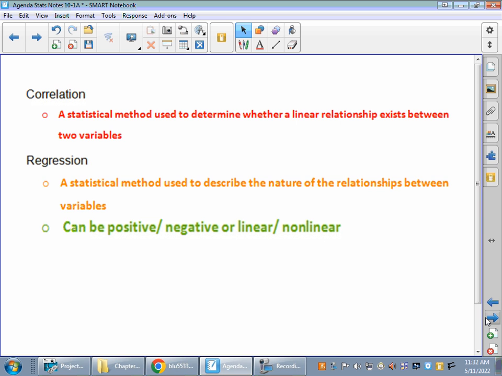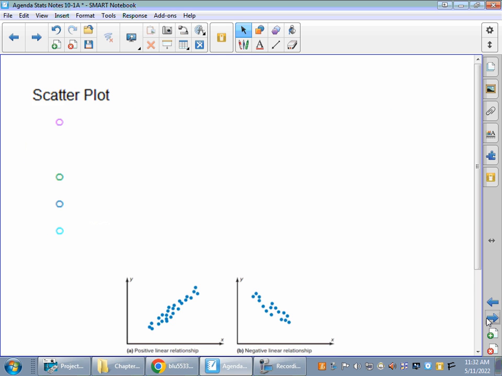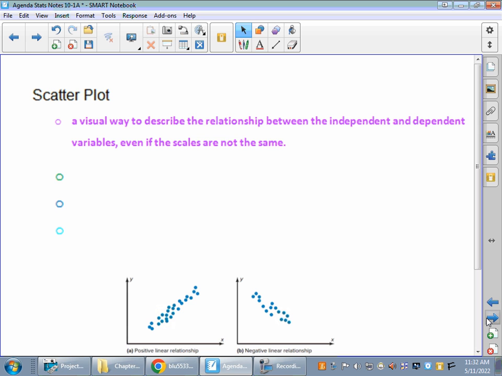If we're being visual about this, we may go to a scatter plot. You probably did these way back in your younger days. A scatter plot is a visual way to describe the relationship. It's a visual representation. This is the relationship between the independent variable on the x-axis and the dependent variable on the y-axis, even if the scales are not the same, and they're typically not, right? If we just think about graphing in general.